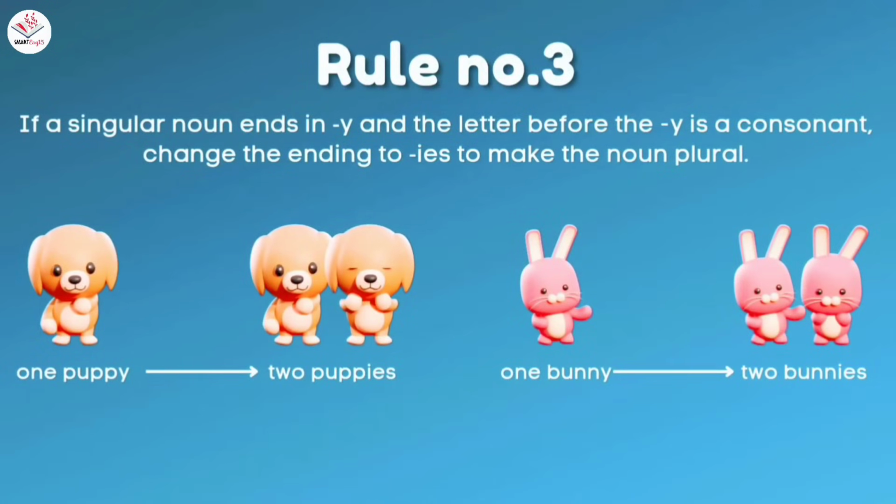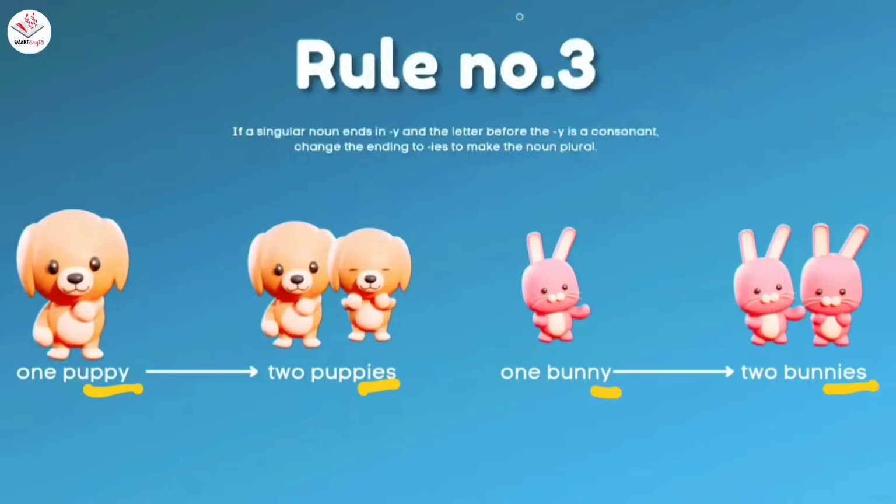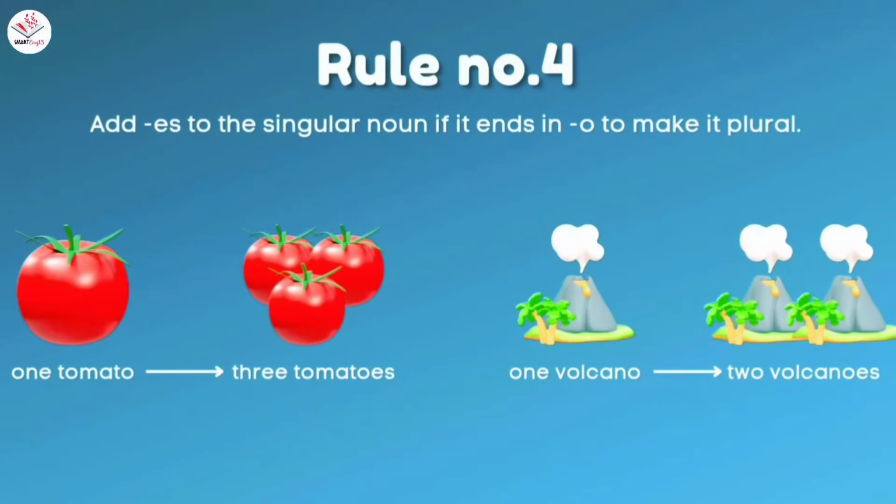Let's talk about rule number 3. So if a singular noun ends in y, मतलब अगर नाउन के एंड में y है और हमें उसे प्लूरल कन्वर्ट करना है, then we have to add ies. Let's take these examples. Puppy, so it ends with y, so it will convert to puppies. So y remove हो जाएगा, y की जगह ies आ जाएगा. Bunny, bunnies.